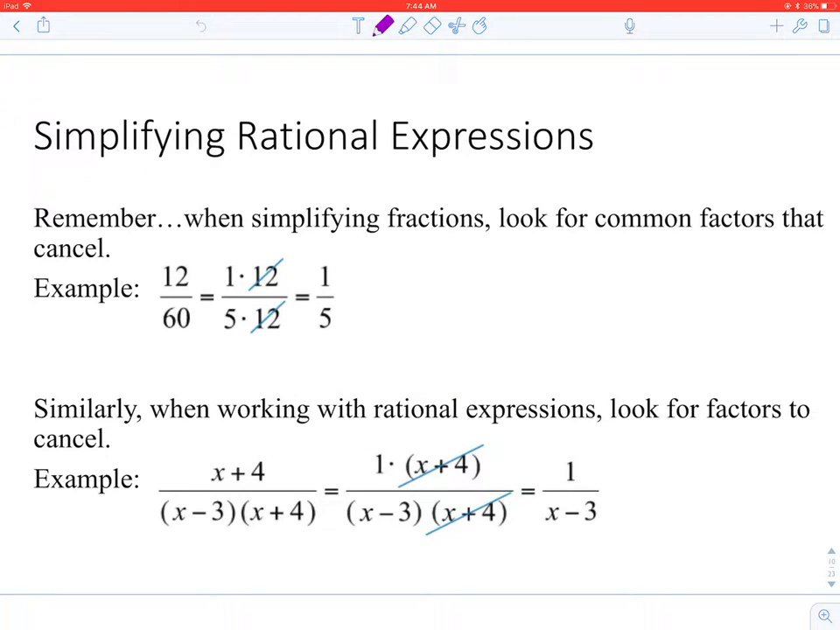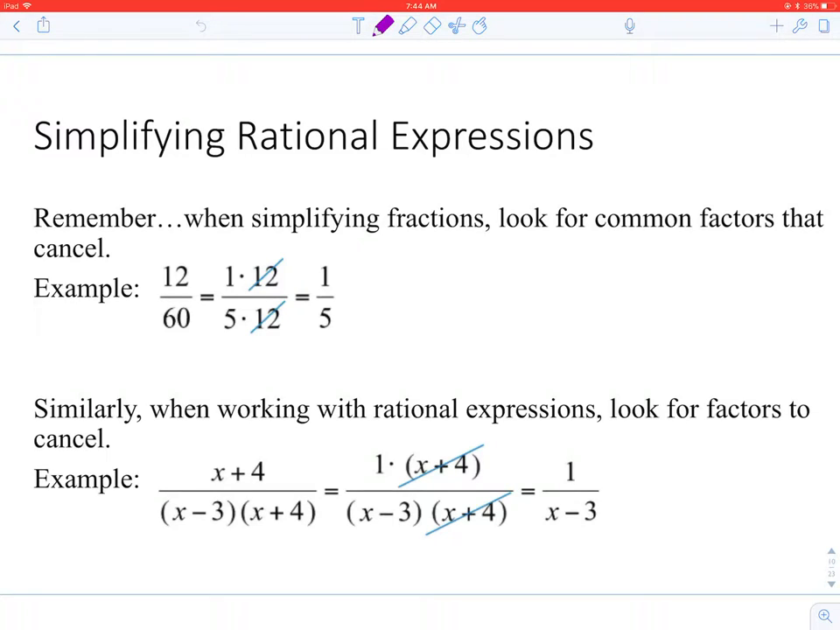Like if we're simplifying 12 over 60, we know that 1 times 12 is 12 and 5 times 12 is 60, right? So the greatest common factor of 12 and 60 is 12. And then 12 divided by 12 is 1. So 12 over 60 ends up simplifying to be 1/5.